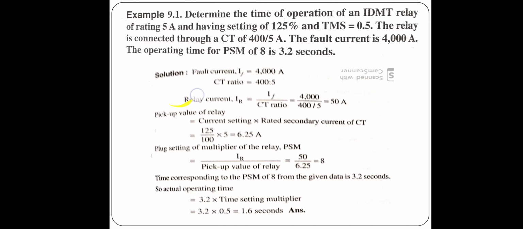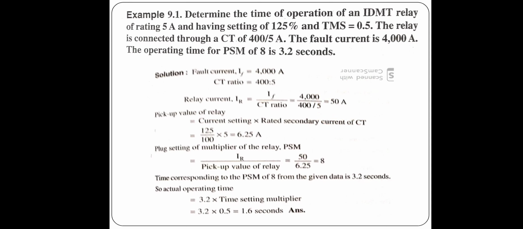If we are talking about the relay current, it is the fault current upon CT ratio. The pickup value of current is not equal to the relay current. Relay current is the amount of current that flows through the relay, and the pickup value of current is the value at which the relay will operate. So the relay current is fault current upon CT ratio. Here we find 50 ampere, meaning 50 ampere of current flows through the relay.